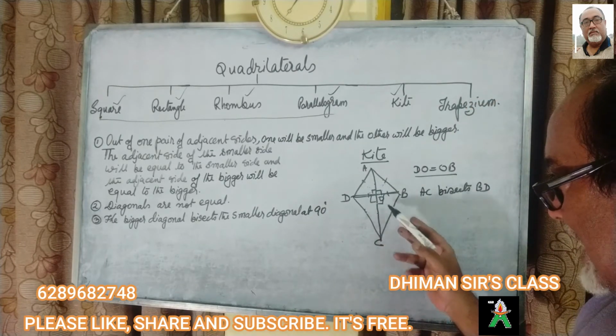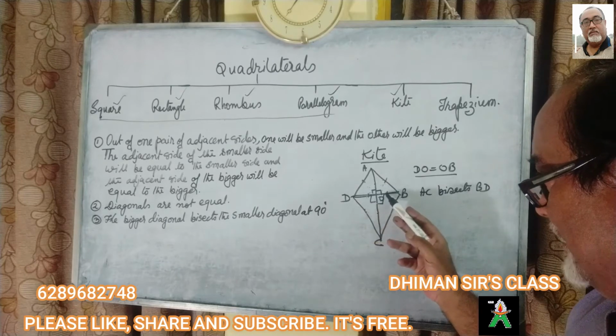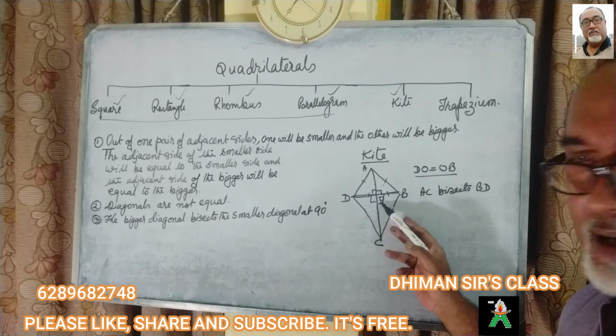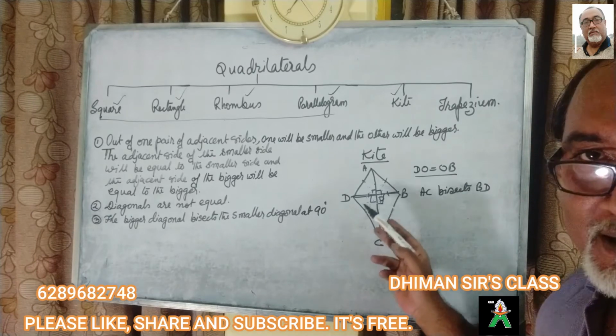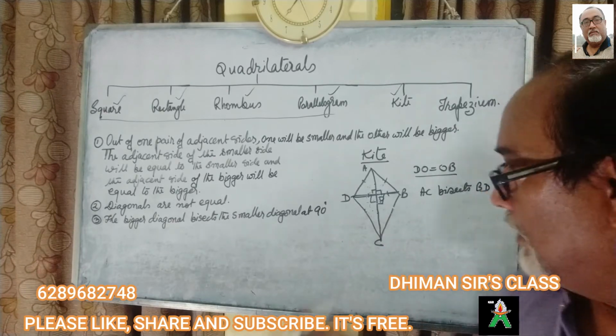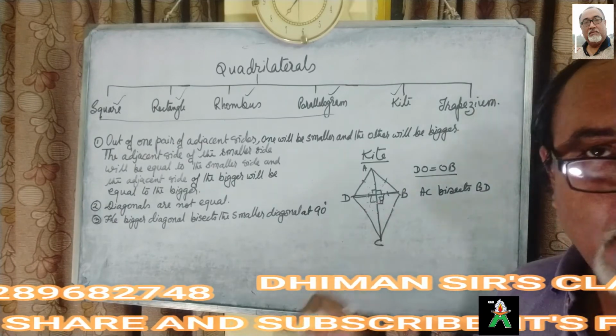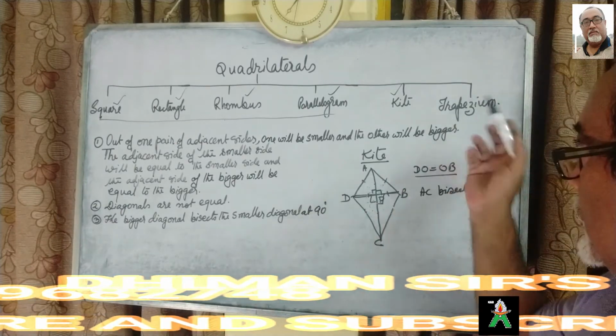Okay, same thing in this case also. This side is equal to this side. This is the common side. This side is equal to this side. Naturally, these two triangles are congruent, and these two angles have to be equal. They are linear pair, so naturally 90 plus 90 equals 180. So these are the properties of a kite. So pause the video, copy it down, let's move on to trapezium.